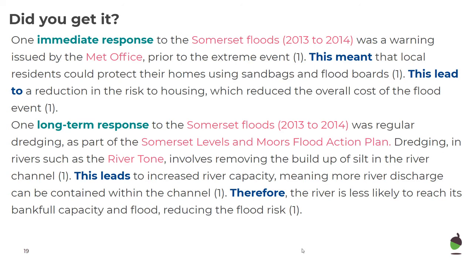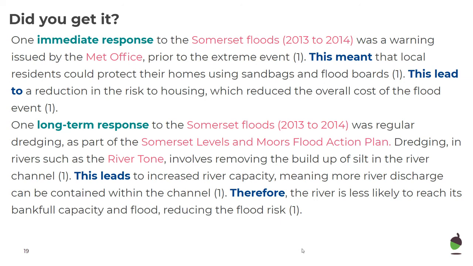One immediate response to the Somerset Floods 2013 to 2014 was a warning issued by the Met Office prior to the extreme event, 1 mark. This meant that local residents could protect their homes using sandbags and floodboards, 1 mark. This led to a reduction in the risk to housing, which reduced the overall cost of the flood event, 1 mark.